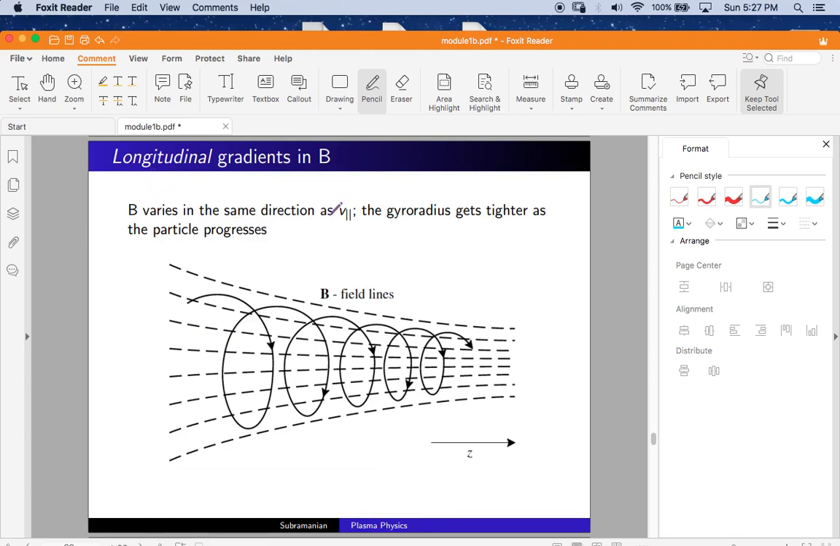B varies in the same direction as v parallel, and the gyro radius gets tighter because you've got a larger concentration of B field lines as you go farther. In other words, the B field is increasing in the Z direction. The gyro radius gets tighter. Remember how the gyro radius has the B in the denominator, so larger B means a smaller gyro radius. This is a configuration that's of considerable practical importance, as we will see. I'll try to explain this.